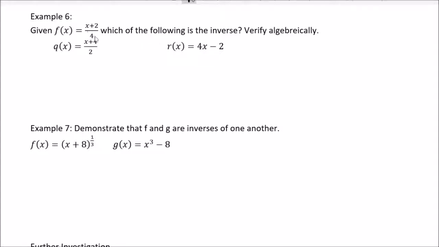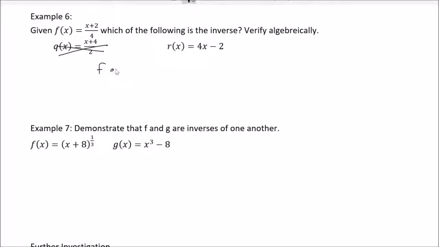Now, a lot of people, when they're first learning, say, hey, look, f and q look really similar. These two functions are basically the same, just switched numbers. Maybe that means they're inverses. But that's not the case. So we've eliminated this one by inspection. Now we have to actually compose the functions to show that r is the inverse of f.